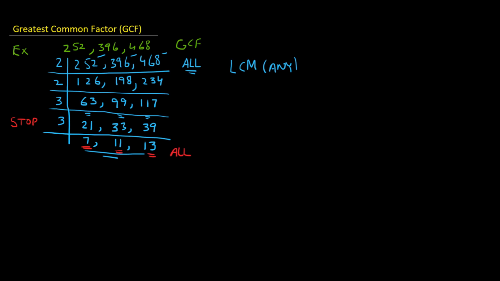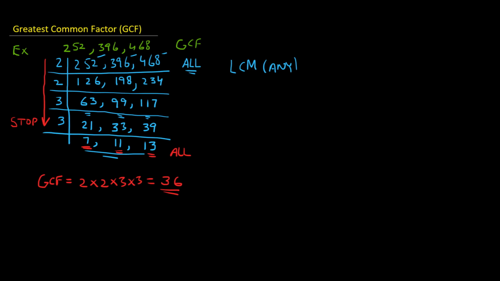So we stop here, and if we multiply these four numbers, we will get the GCF. So GCF equals 2 multiplied by 2 multiplied by 3 multiplied by 3, 2 times 2 is 4, 4 times 3 is 12, 12 times 3 is 36. So this will be the answer. So the same method, but in a little bit different formation. You can use it for 3 numbers or more numbers.